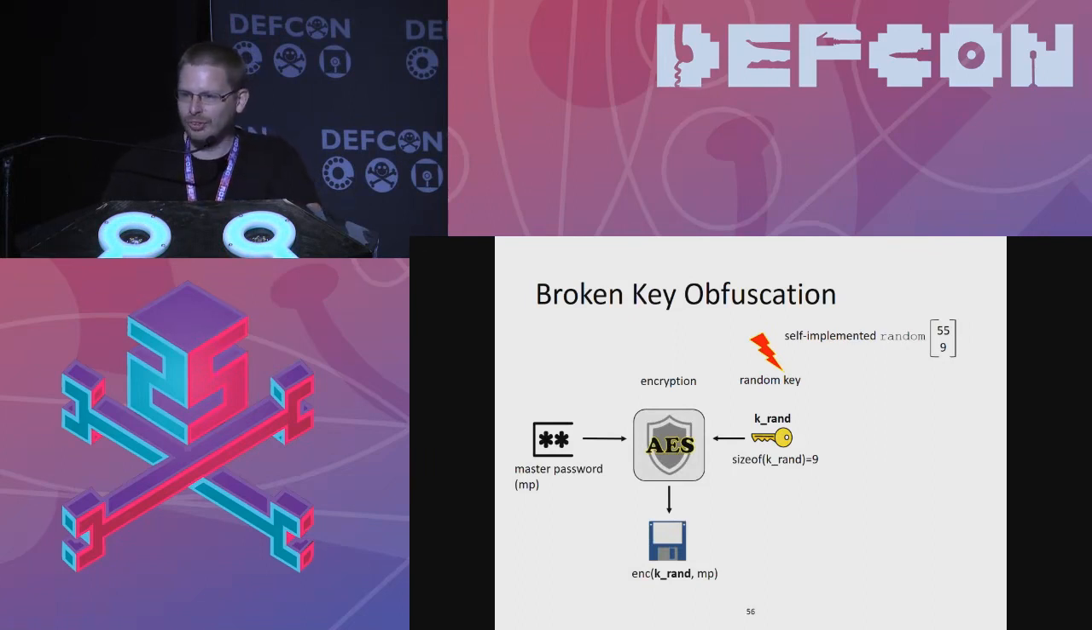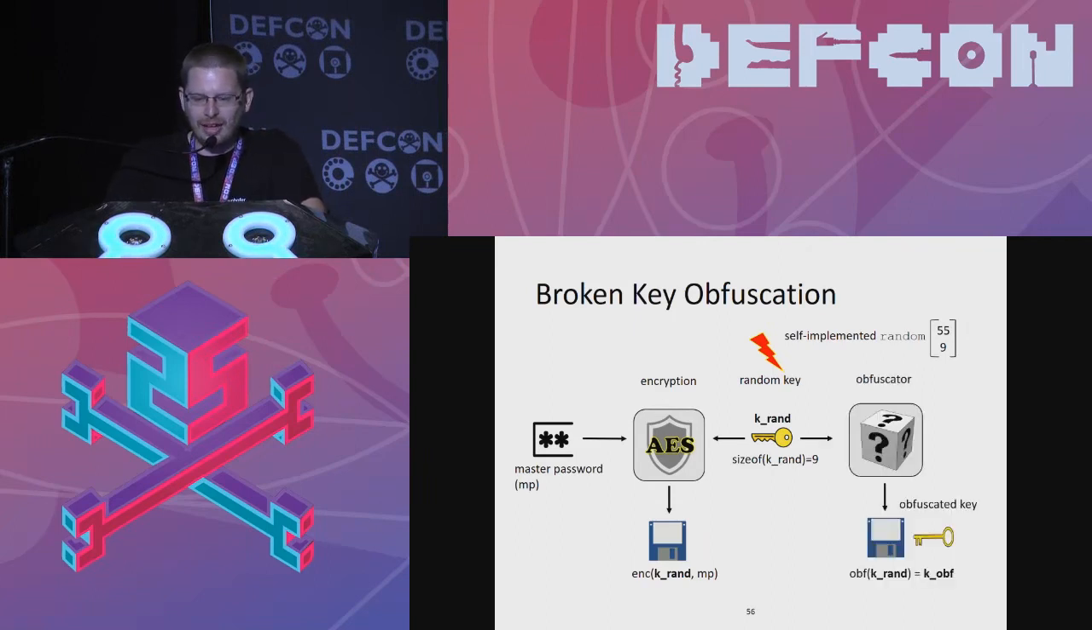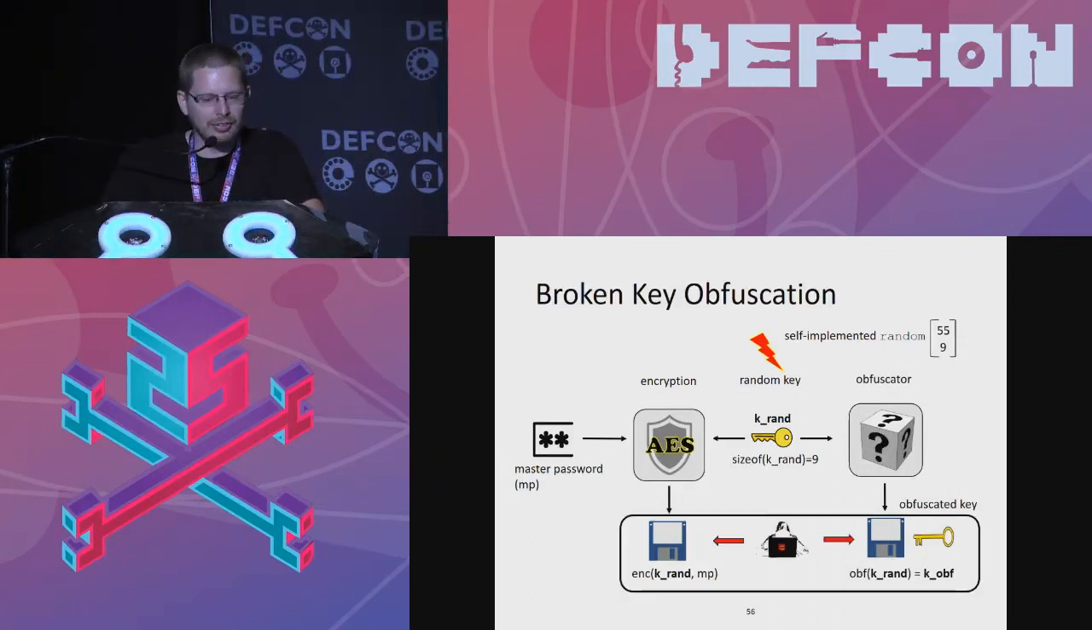So, okay, we have no static key. There's nothing in the code. But now there's the problem that we have to somehow store this key. So he implemented an obfuscation, and this obfuscated key is then stored on the device. So if our attacker now gets access to the encrypted key and to the obfuscated key and can deobfuscate it, he gets the master password again.